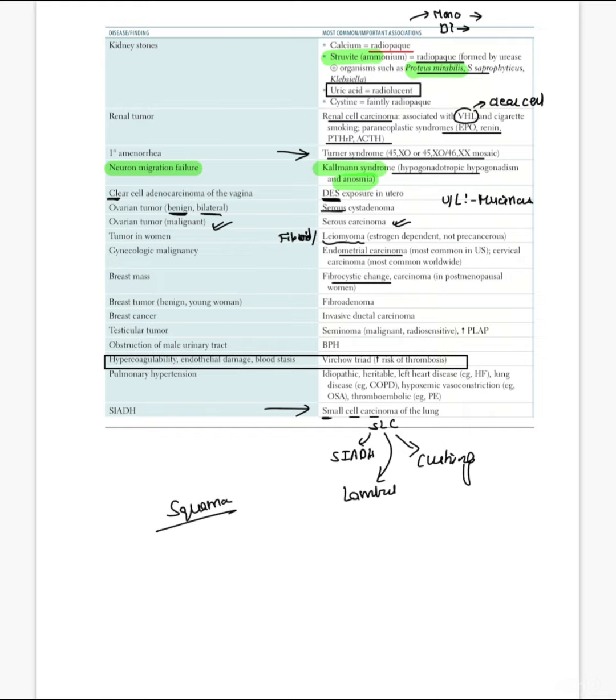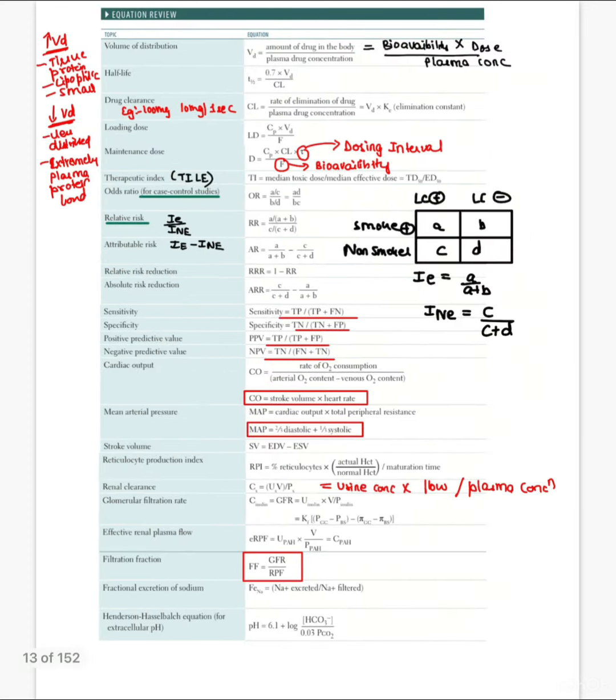For squamous cell, it's hypercalcemia. That is due to parathormone-related peptide. This is again a very important thing that you must know, you cannot forget it.